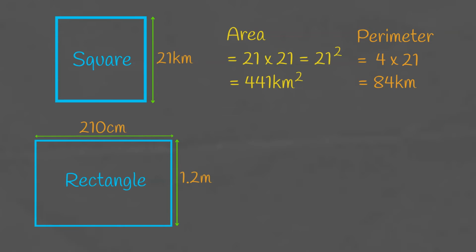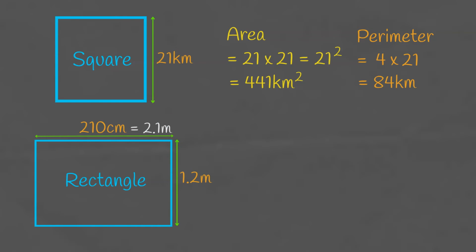And again, for the rectangle, one side is in centimetres and one side is in metres. So first we have to change one of those sides so the units are the same. So I decided to change the length into metres. So if you divide 210 by 100, because there are 100 centimetres in a metre, we get 2.1 metres.